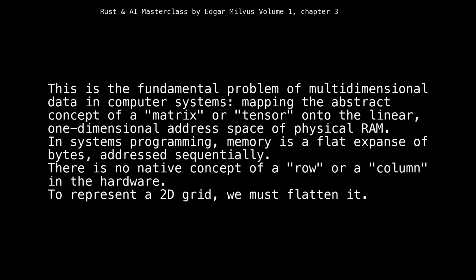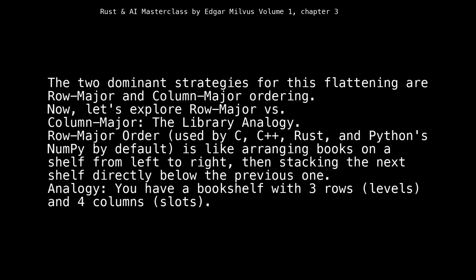This is the fundamental problem of multidimensional data in computer systems: mapping the abstract concept of a matrix or tensor onto the linear, one-dimensional address space of physical RAM. In systems programming, memory is a flat expanse of bytes, addressed sequentially. There is no native concept of a row or a column in the hardware. To represent a 2D grid, we must flatten it. The two dominant strategies for this flattening are row major and column major ordering.